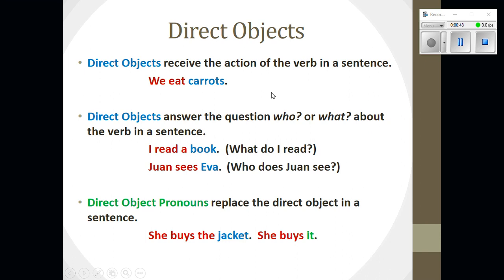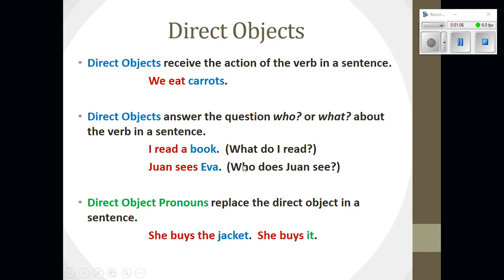Direct objects answer the question who or what about the verb in a sentence. So look here, I read a book. What is it that I read? A book, okay? It's answering who or what of the verb. This one is a who. Juan sees Eva. Who does Juan see? Eva. And notice here that it does come after the verb in these sentences as well.